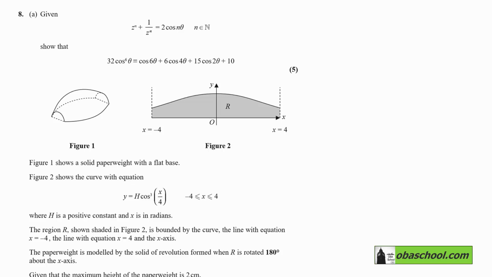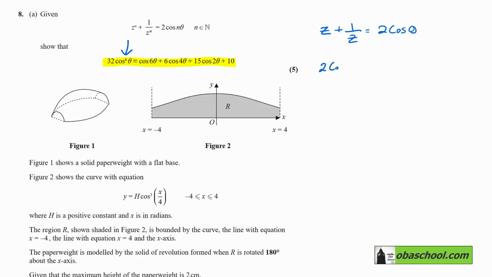We're given that z to the n plus 1 over z to the n is equal to 2 cos n theta. We want to show this expression just here. If we take n equal to 1, we have z plus 1 over z would be 2 cos theta. We want a cos to the power 6 theta.